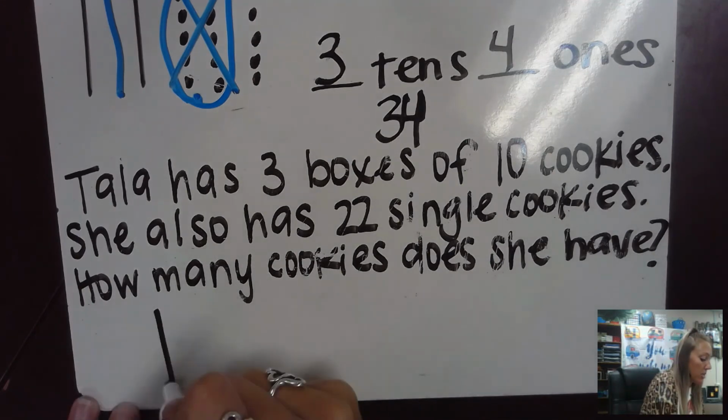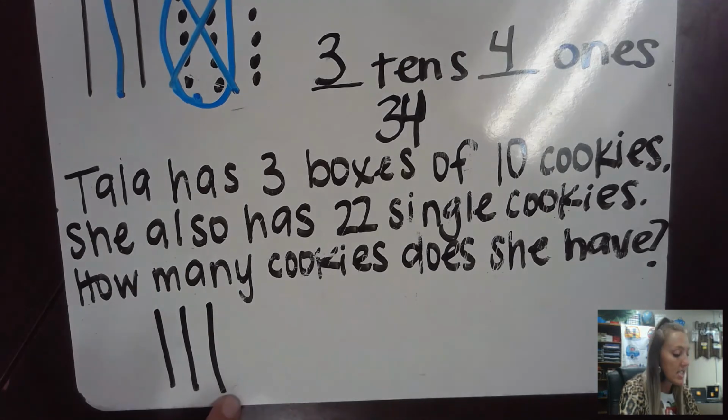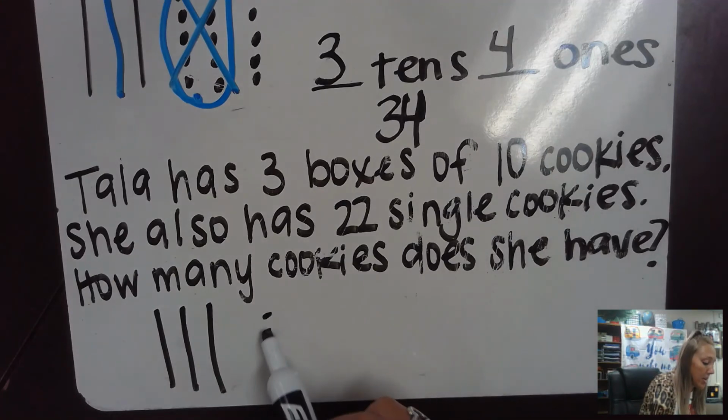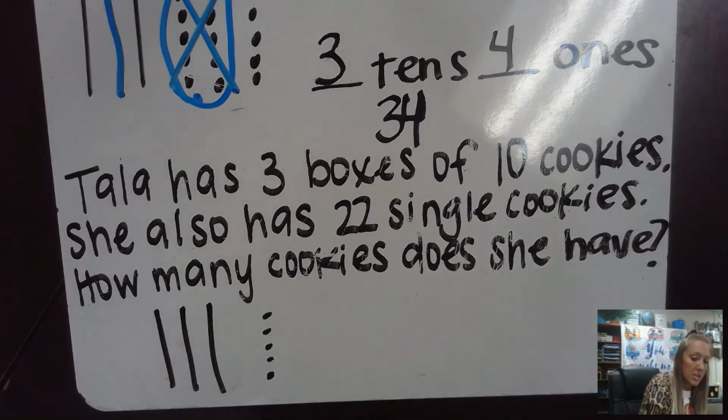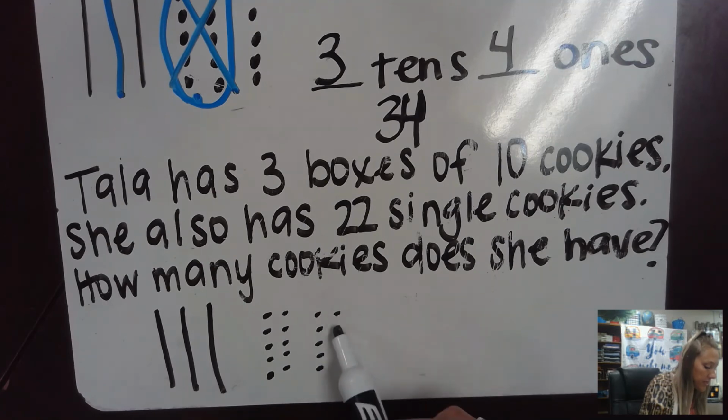So I've got 3 boxes of 10. Each one of these is 10. And then there's 22 single cookies. So sadly, I am going to have to do dots, but this is where we do dots. It's much faster. That's 5, 10, 15, 20, and then 1, 2.